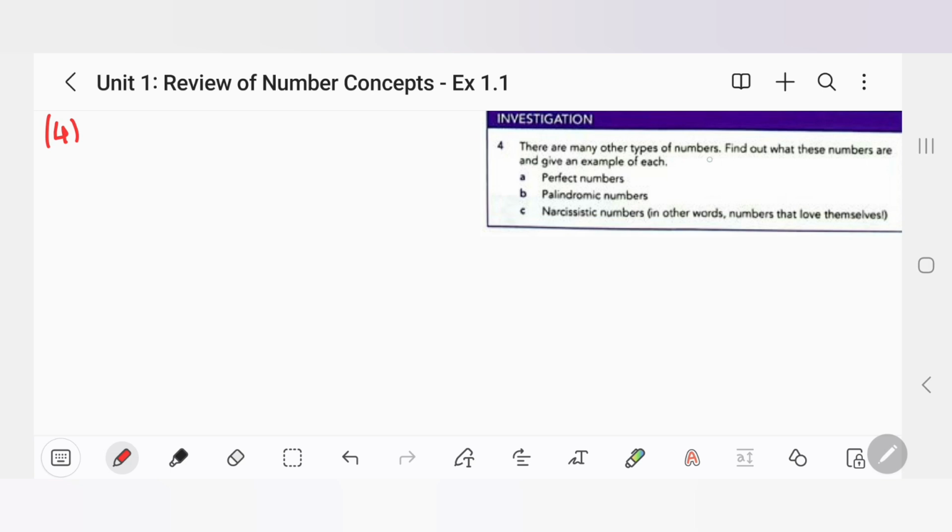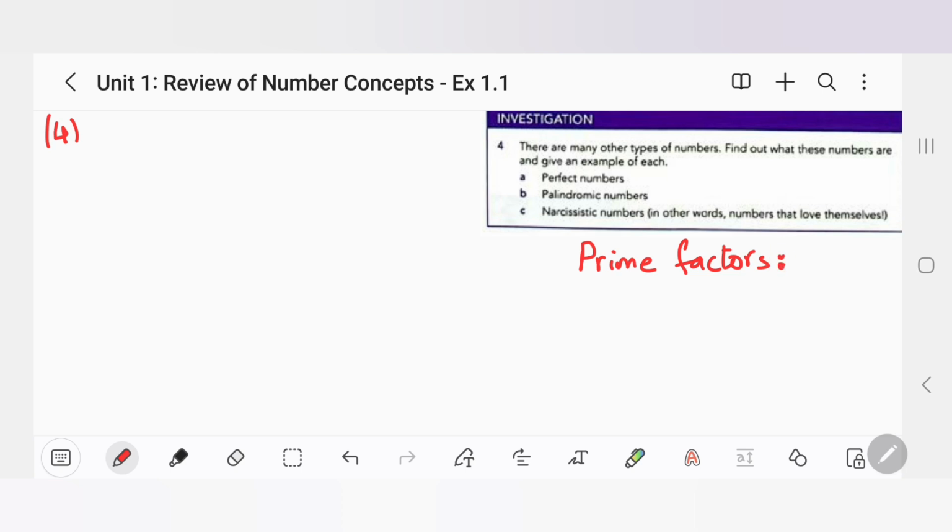There are many types of numbers. Find out these numbers and give an example for each. Perfect numbers: we have learned perfect squares, but we have never learned perfect numbers. These are the numbers, we all know what the prime factors are, right? So these are the numbers where, when I take their factors and add all of those factors excluding the number itself, then I will get the same number.